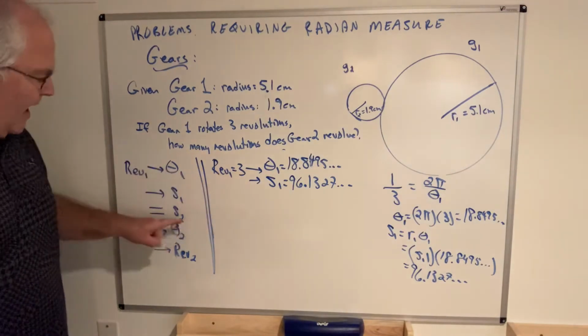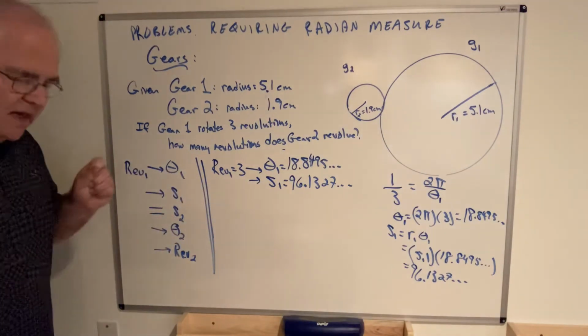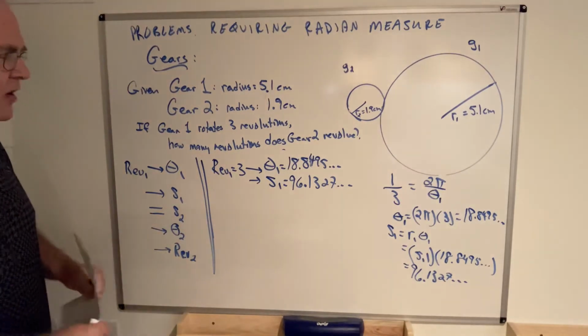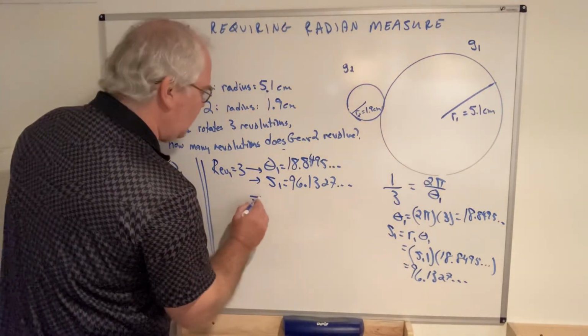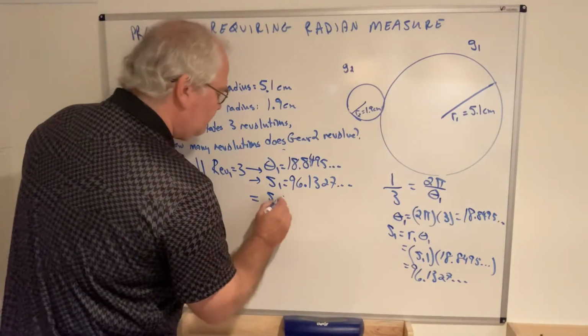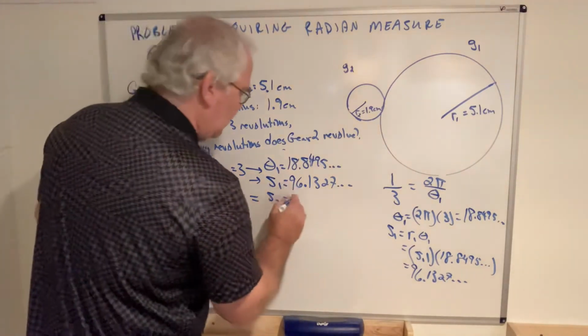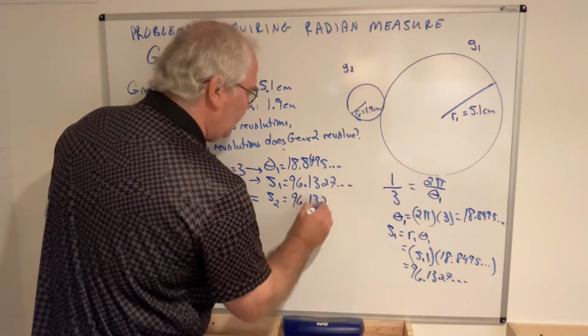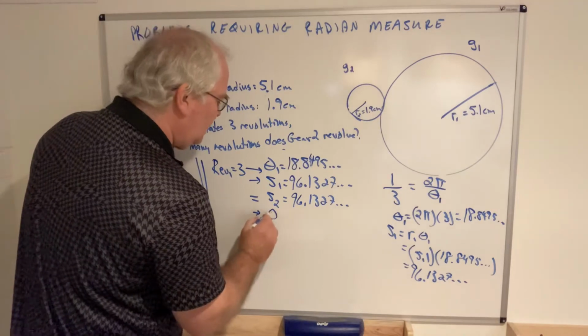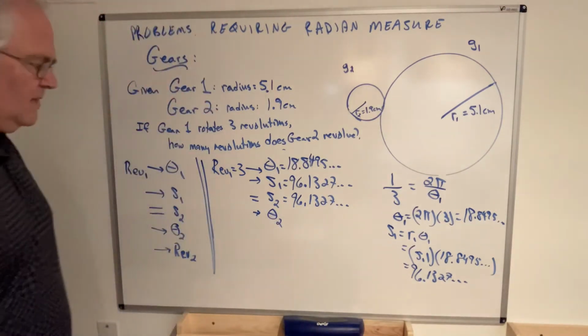But S1 and S2 are the same. Because the centers are different, arc lengths are equal. So this is equal to S2, which is given by also the same number, 96.1327. And now we're going to use that to find theta number 2.